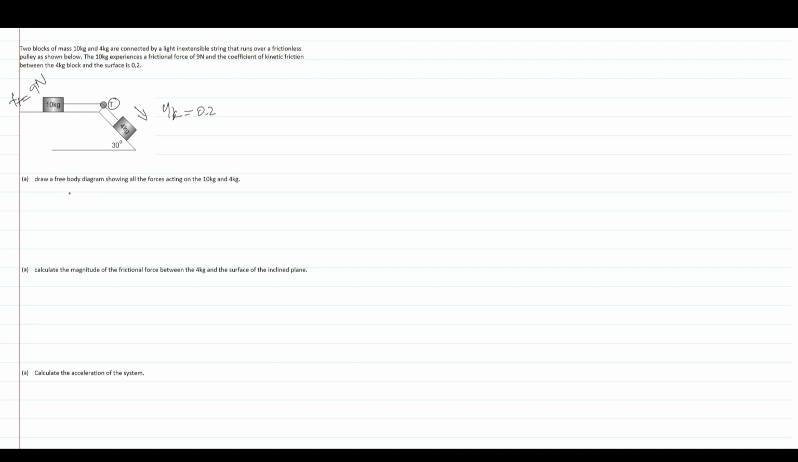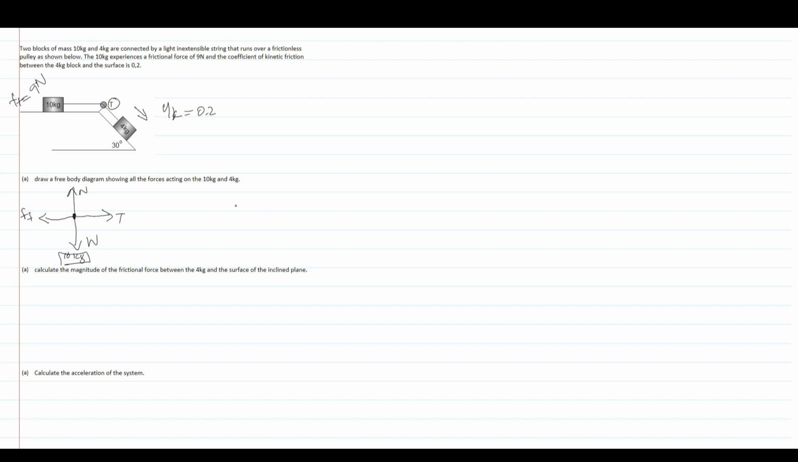So the first question says, draw a free body diagram showing all the forces acting on the 10 kg block and the 4 kg block. One of the important things to note is the 10 kg block is sitting on a flat surface, and it's going to have a normal force, and it's going to have the weight, which will be equal to the normal force, and you're going to have the tension, and you're going to have the frictional force, Ff. This is for the 10 kg block.